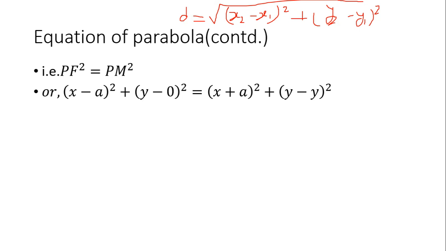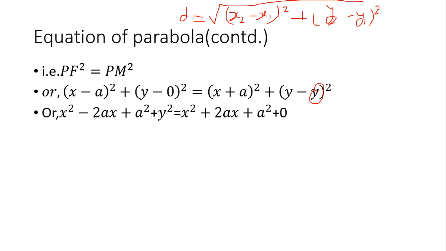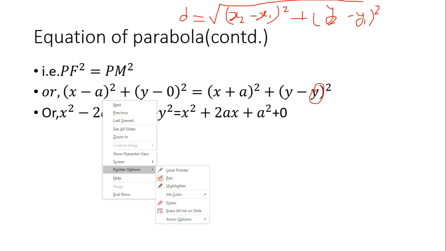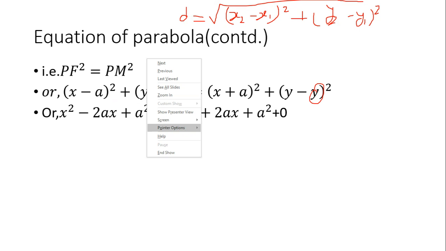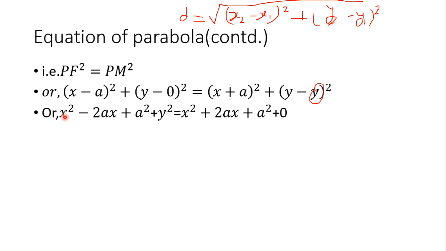So in place of x2 we have x, minus x1 is a, and y2 is y, minus y1 is 0, plus x2 is x, and minus x1 is minus a, squared, plus y minus 0, squared. When we simplify this, using the (a minus b) whole square formula, a square minus 2ab plus b square, we expand: x square minus 2ax plus a square, plus y square. Using the (a plus b) whole square formula, a square plus 2ab plus b square, we get x square plus 2ax plus a square. y minus y is 0, so 0 square is 0.